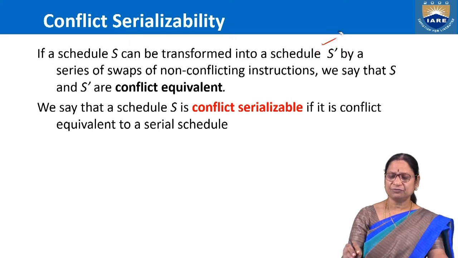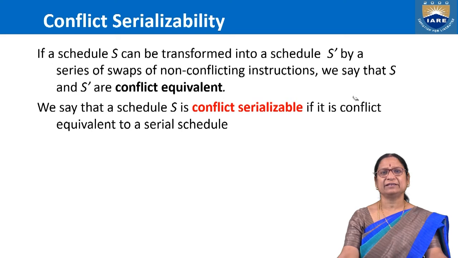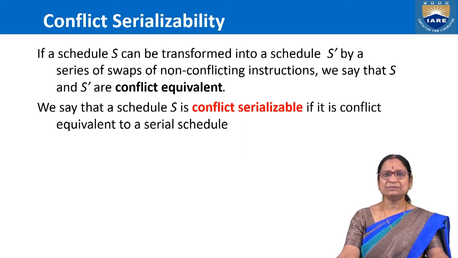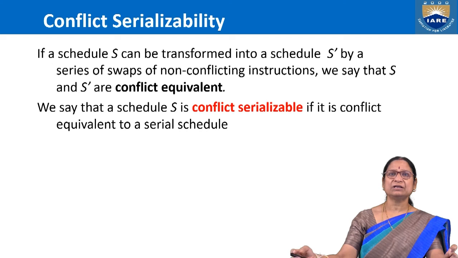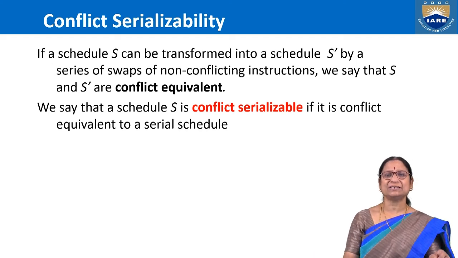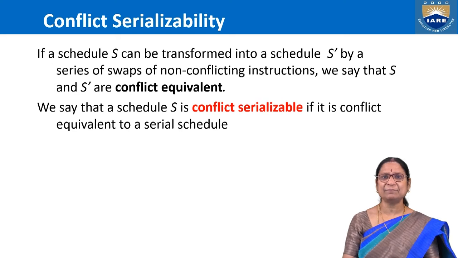From a given schedule, if a new schedule S dash is able to be generated by using a series of non-conflict instruction swaps, and that newly generated S dash is equivalent to any one of the serial schedules, then we will say S is conflict serializable. That means if S is conflict serializable, it leaves our database in a consistent state, because it is able to generate an equivalent serial schedule by using the conflict equivalent process.